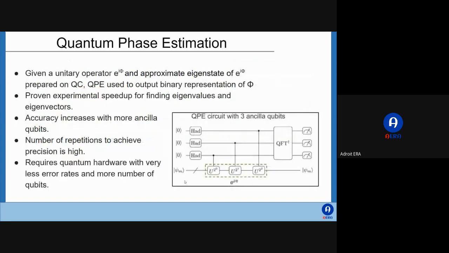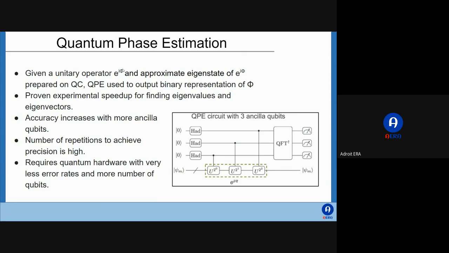So next, as I discussed before, VQE is basically the extended version of quantum phase estimation, and I hope quantum phase estimation is already covered by one of our volunteers, right? What we do in quantum phase estimation is we have a unitary operator, let us take it as e^(i phi), and we find the approximate eigenstate of that particular unitary operator using quantum computer and quantum phase estimation. The output will be the binary representation of phi.